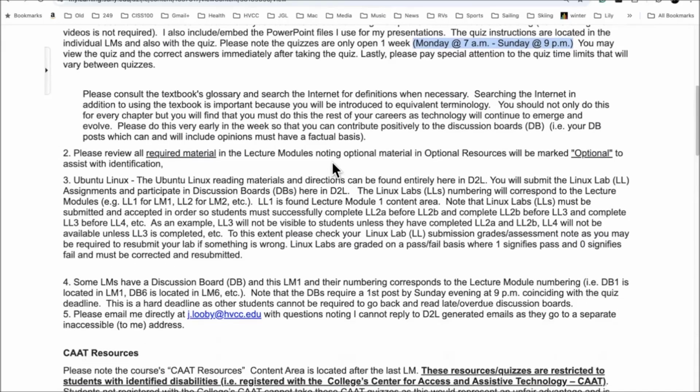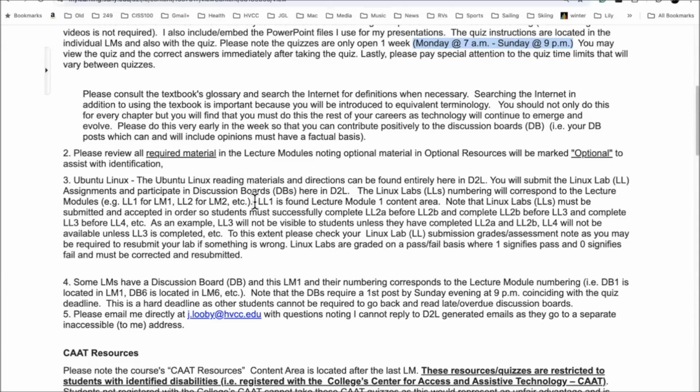Okay. Linux labs. Each lecture module will have an associated Linux lab. And again, these too correspond with the lecture modules, just like the chapters, okay? Lecture module 1 is chapter 1 from the primary textbook. Lecture module 1 has Linux Lab 1. Lecture module 2 has Linux Lab 2. Now, in lecture module 2, there are actually 2 Linux labs, Linux Lab 2A and Linux Lab 2B. And I'll address that when we get to lecture module 2, which will be another week away.